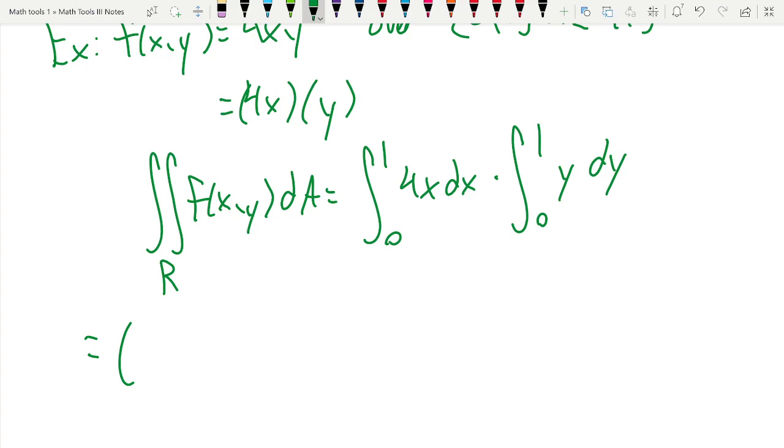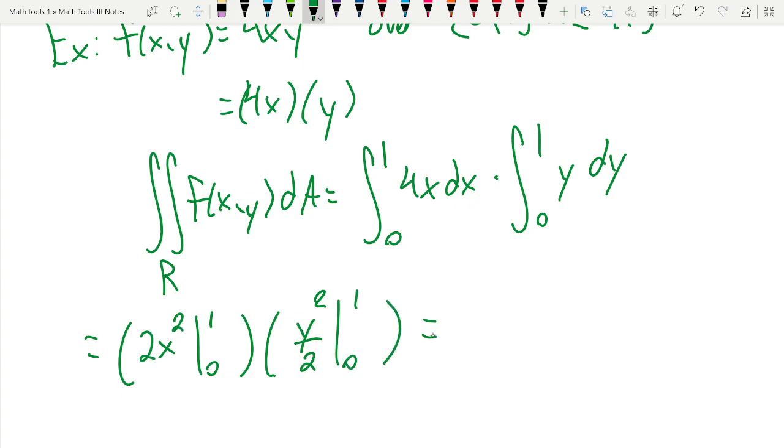So this is going to be 2x squared from 0 to 1 times y squared over 2 from 0 to 1. Okay. So that's going to be 2 times 1/2, and that's going to be 1. This is actually from a problem showing that this is a probability distribution function. So again, those have to integrate to 1. So here we just showed that it does.